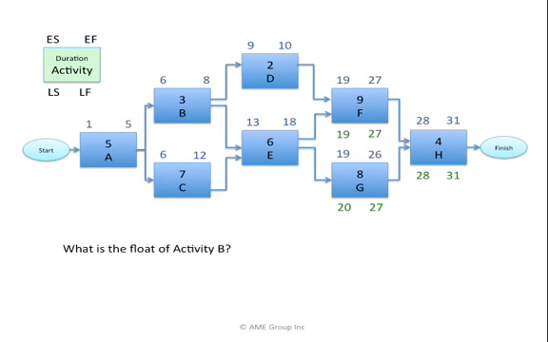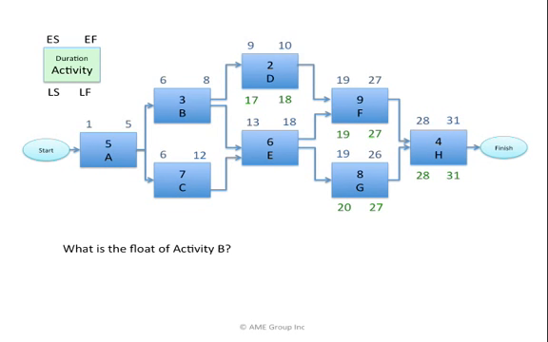I go to activity D and I ask, what's the latest D may finish and activity F begin on day 19? The late finish of activity D would be day 18. If activity D is 2 days long, the latest it could start would be day 17. Mathematically, 18 minus 2 plus 1, day 17.